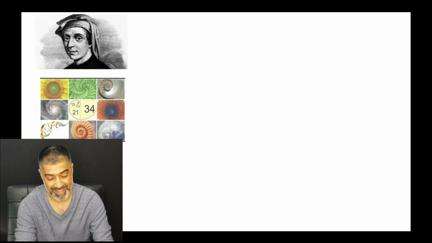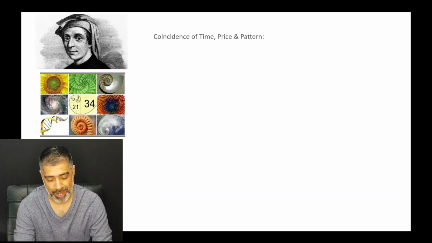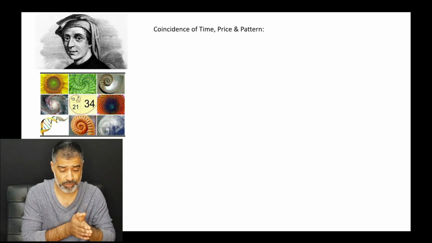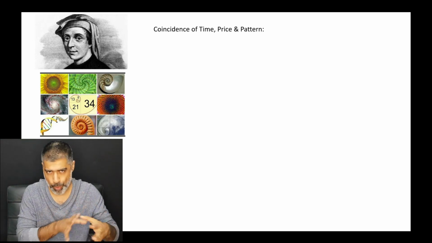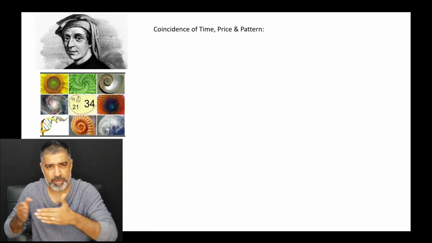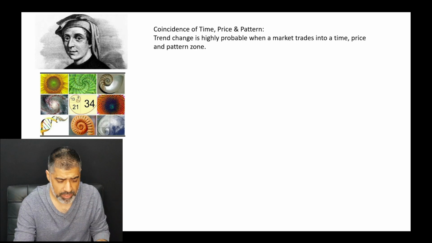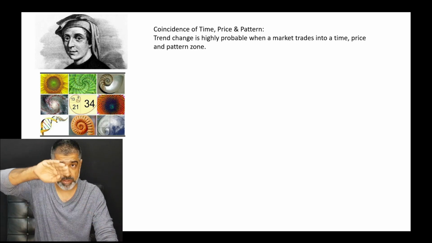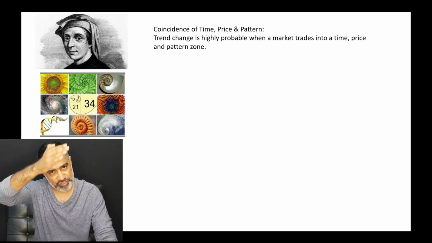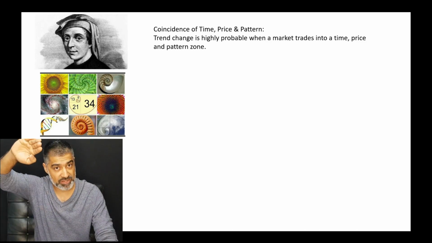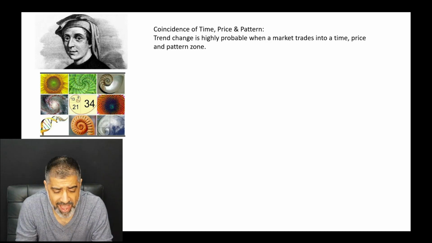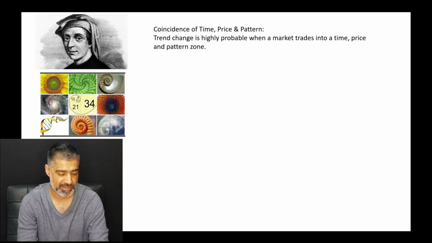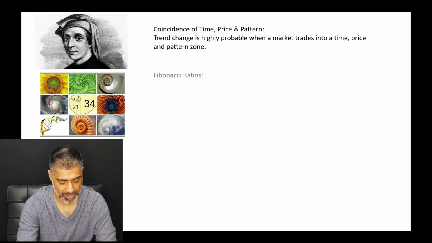So Fibonacci, this guy is a clever guy, but I want to read you a couple of things to get you up to speed. The thing that we're looking for is when there's a coincidence of time, price, and pattern, and I'm going to go into this in a bit more detail with particular Fibonacci ratios. Trend change is when the market is trending up and then changes direction, or if it's trending down, when it changes direction again. It's highly probable when a market trades into a time, price, and pattern zone. I'm going to cover that in a bit more depth in a second.